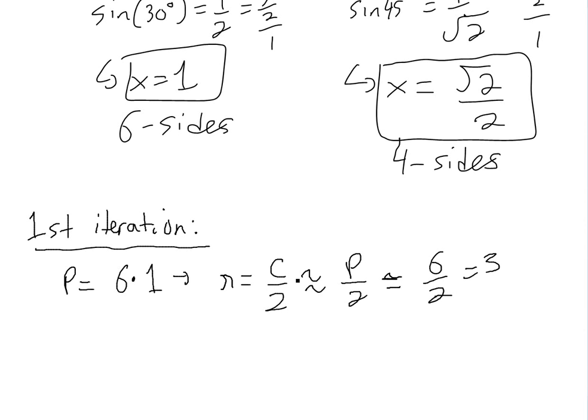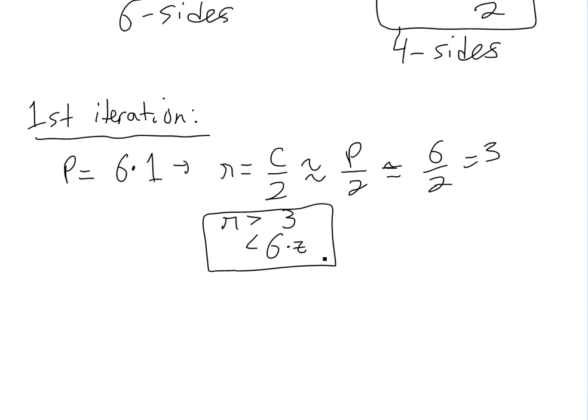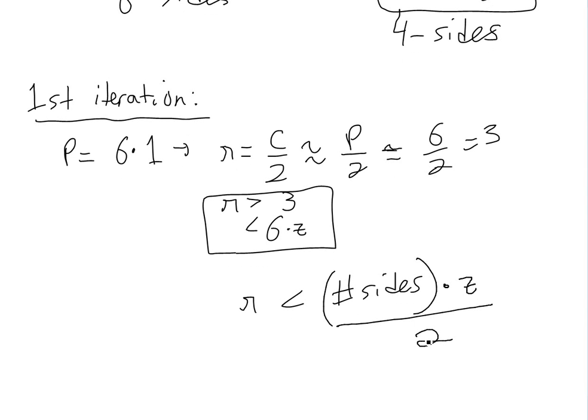And then pi has to be greater than this one here, because this is the inner polygon, so pi has to be greater than 3 here. And it also has to be less than the outer perimeter. So in this case, we'll go 6 times z. It has to be less than this one because this is the outer perimeter. So generally speaking, pi is less than the number of sides times z over 2. This is the outer perimeter side, divided by 2 because it's perimeter divided by 2. And it's going to be greater than the number of sides times x, that side, divided by 2.